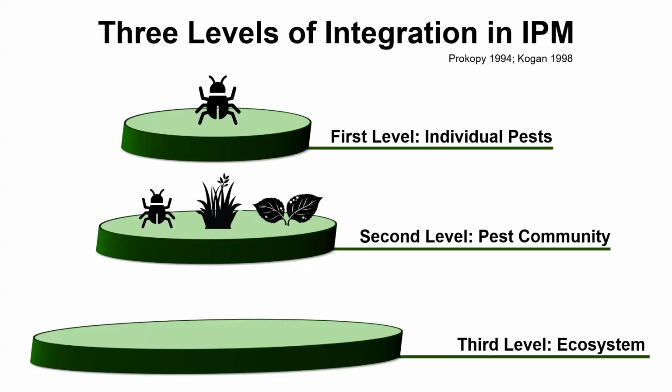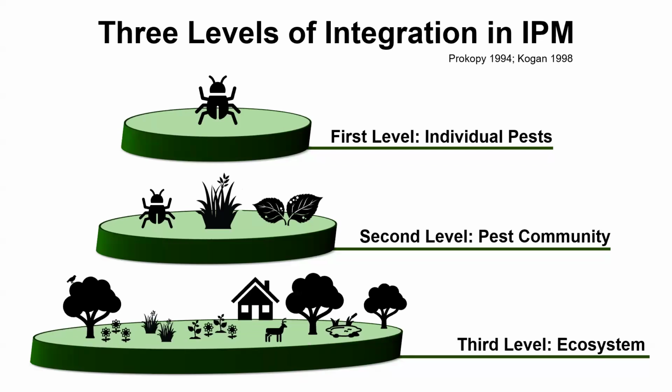And then our third level is the ecosystem level. We can think of it as zooming out. We maybe are focused on this particular problem pest that we're seeing. Maybe we're zooming out a little bit more and thinking about the pest community, what other pests could be impacting this plant or this landscape. And then zooming out even further, we're thinking about the ecosystem as a whole.